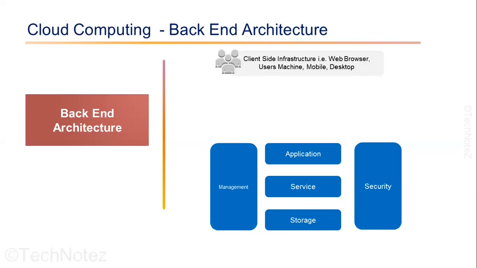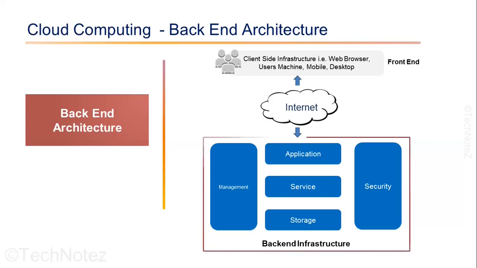You open a web browser on your laptop, desktop, or phone to access your cloud-hosted application via internet. The web browser or your laptop desktop is the front end, and the server where your application is actually hosted is the backend. Overall, cloud computing backend architecture is designed to provide the infrastructure and services to support the delivery of the cloud application. I hope you have gotten some basic clarity of the cloud computing architecture.